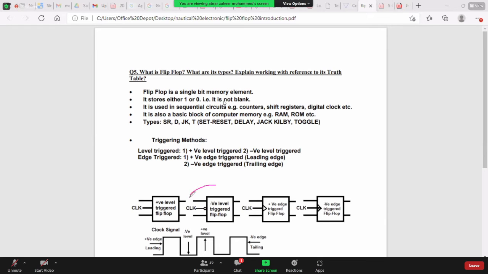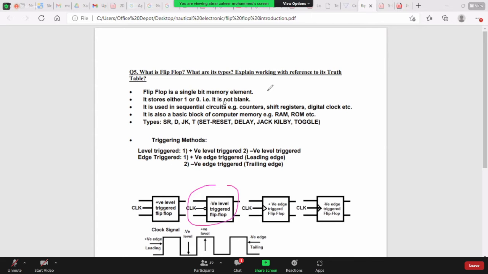And negative level triggered. So this is the negative level triggered symbol. Here we are having the clock and the bubble. So this denote that it is a negative level triggered. Okay. So negative level means when the clock is 0, that time we get change in the output. Okay. Here we are having the two inputs, and these are the outputs. This is for the negative level triggered flip-flop.